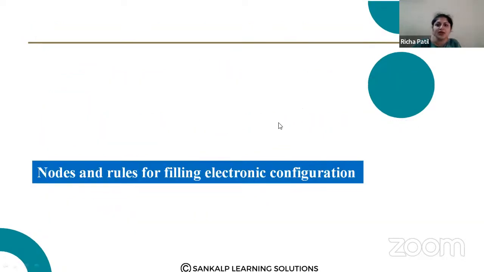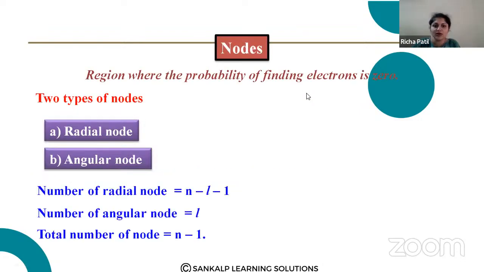Next, nodes and rules for filling the electronic configuration. We'll see what nodes are and what the rules of filling the electrons are. Nodes are the regions where the probability of finding the electron is 0.